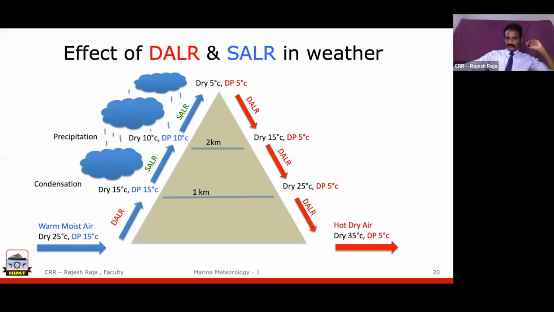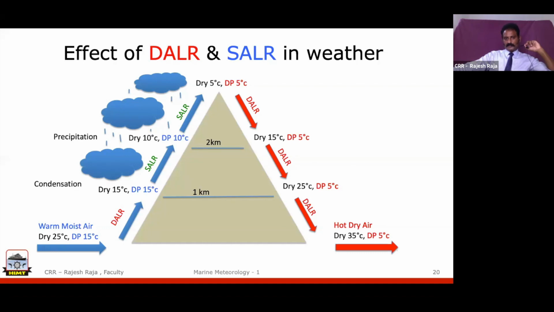for a kilometer. So I've stopped at each kilometer. Let us assume the hill is 3 kilometers. So at the first kilometer stage, you will see the drop was DALR, which is 10 degrees per kilometer. So right now, dry temperature has become 15. Dew point has not changed, cannot change, because it is adiabatic, so I'm not allowed any exchange. So dew point is still 15. So moment you reach 1 kilometer, all of you should agree, 15, 15, they are same.